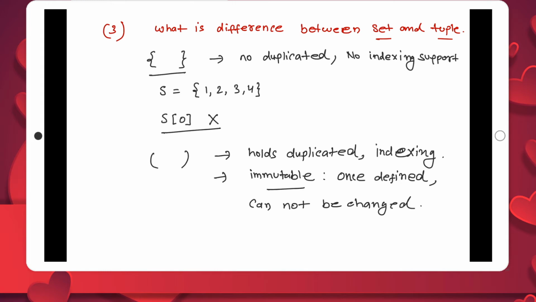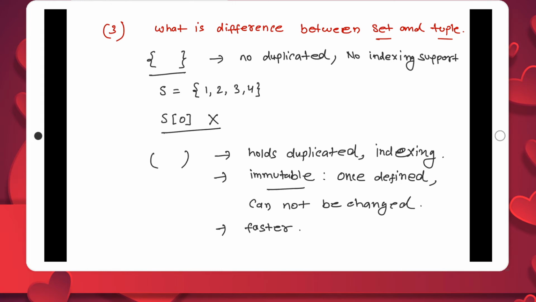Apart from this, if we ask which one is faster, if we compare the set and the tuple, then the tuple is faster than the set. It happens because in the set there is indexing and a few more operations going on there, but in the tuple, it is immutable, and because of that it is faster.